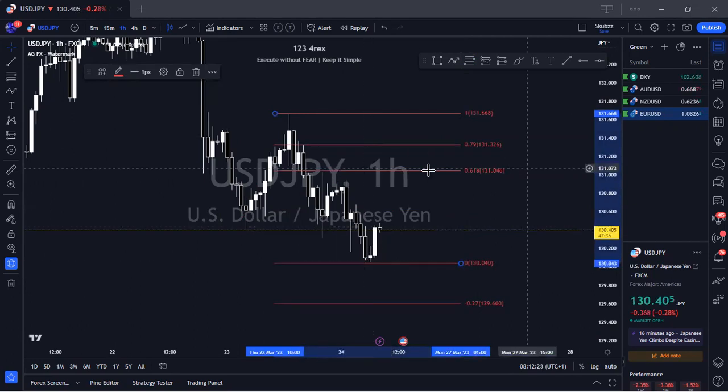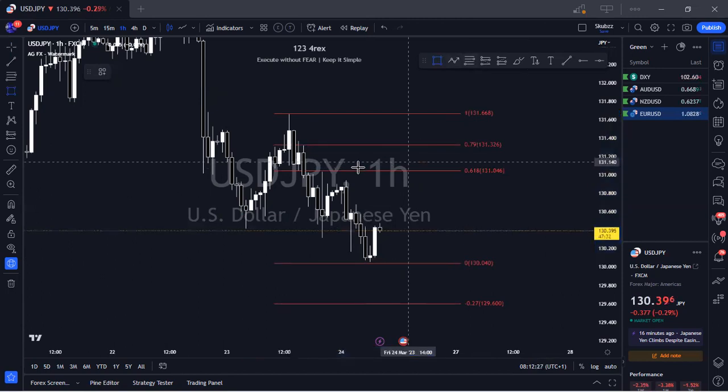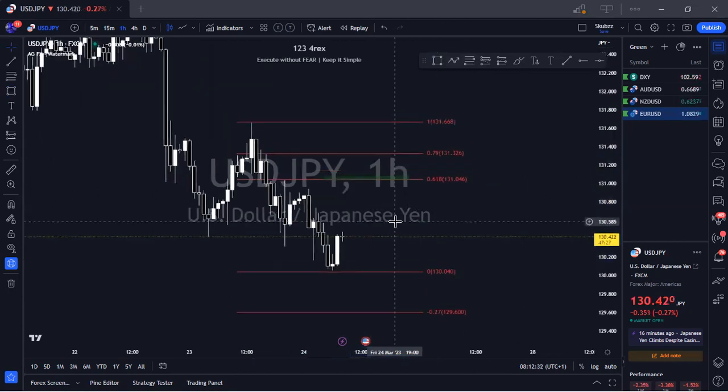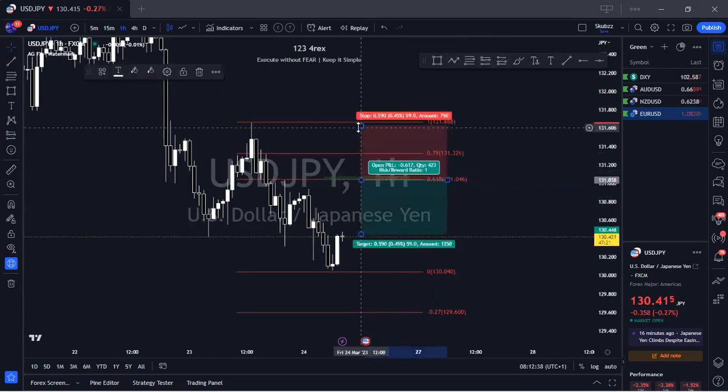Before we say we want to trade this thing, we must see price coming to the 0.618 area around here. If it doesn't come, then we're not trading it. So it's just to hold it like that. The setup is going to look something like this.